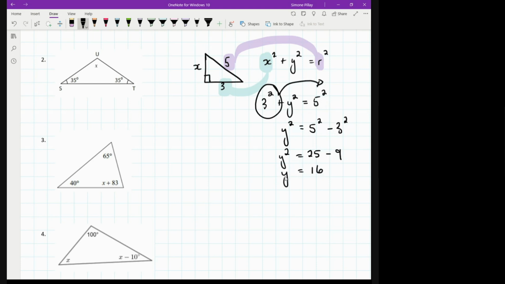But we still have y squared on the side. What's the opposite of a square? Square root it, and y is equal to 4. 100%. Happy, Uma? Yes, ma'am.